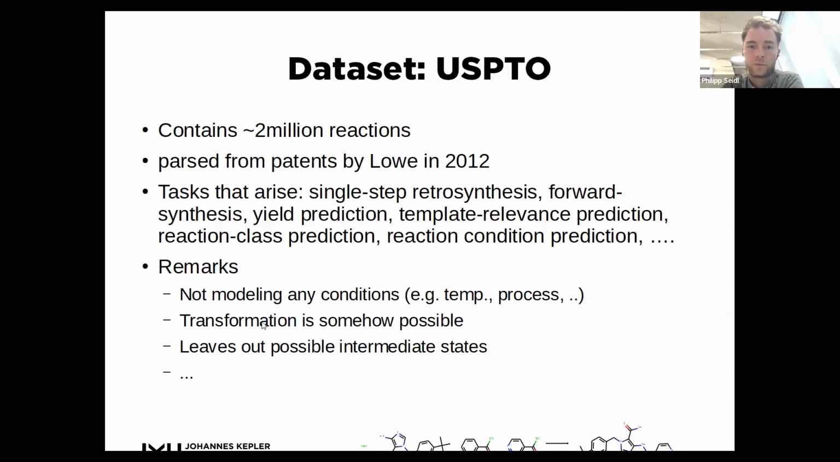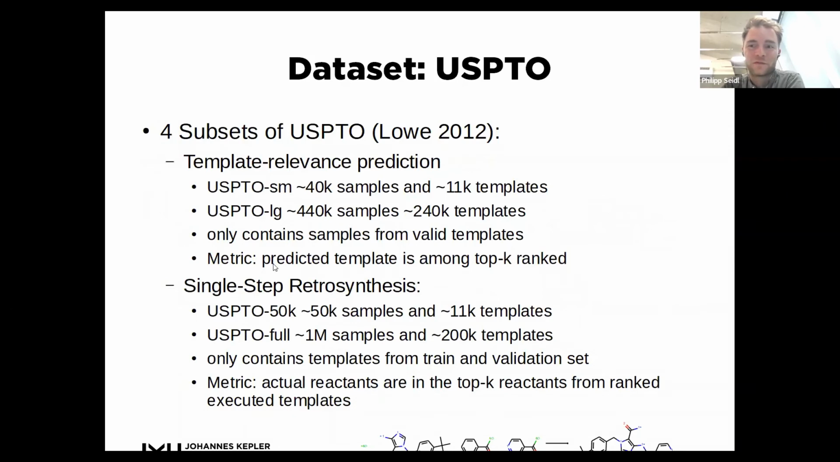And a few more remarks. We have 4 subsets of this USPTO and 2 core tasks, the first being template relevance prediction. This is in the setting also used by Fortunato et al. We only use the samples from valid templates. So if we execute the templates, it should be possible to get the right product or the right reactants when applying the extracted template. In USPTO small, we are left with 40,000 samples, and for USPTO large, we have 440,000.